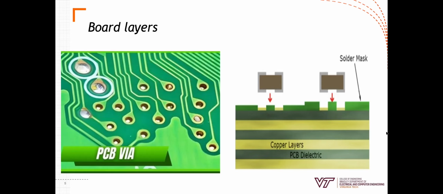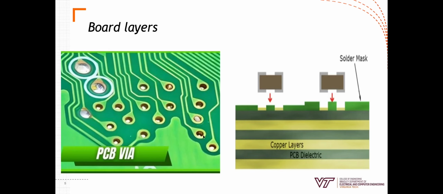Okay, so what is a PCB and what is it made of? Basically a PCB is just a sandwich of copper layers and PCB dielectric. The dielectric is typically FR4, which is a fiberglass. And in between these copper layers, you run traces. They cut out these traces, which operate as the wires on your board that make connections between your different components.